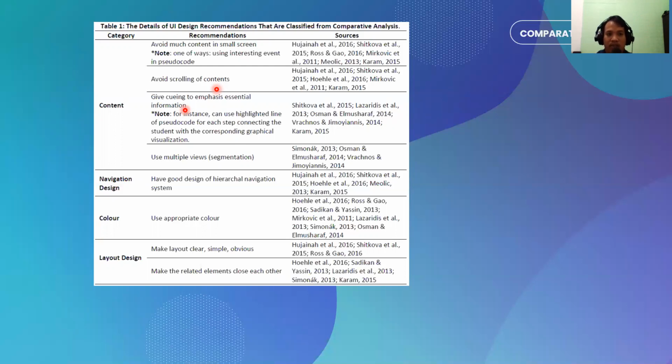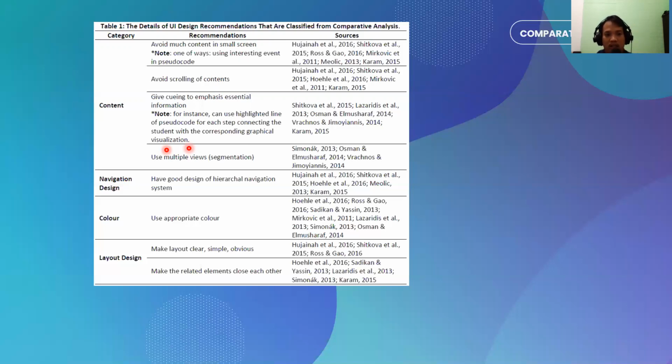The third is about giving a cue to emphasize essential information. Here there is a note, for instance, you can use a highlighted line of pseudocode for each step, connecting the students with the corresponding graphical visualization. So for instance, there are 5 lines of code. We just need to highlight one of them and correspond with the animation presented beside it. So it's going to be connected to one another, giving the highlight or cueing.